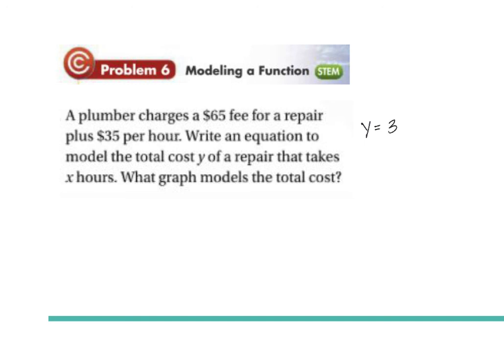Good. Why? Because it's 35 times the amount of hours you work plus the 65. Very good. So what word was most important to tell you to multiply 35 and x? Per hour. This is super important, per hour. Because if it says per hour, you know you're going to multiply it with x, because x is the number of hours. So it should be Y equals 35x plus 65. Boom, bada bing, we're done.